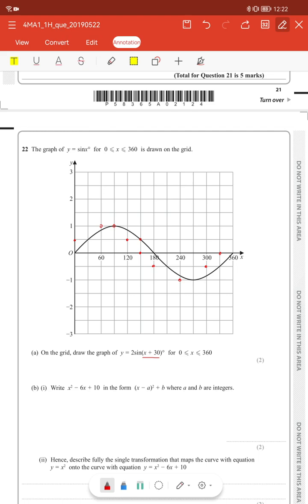and the 2 would mean that we are now stretching it. So rather than having our maximum point at 1, our maximum point would be at 2, and our minimum point would be at -2. All the other points would be stretched by a factor of 2. And this would give us a graph that would look like this, and this here.